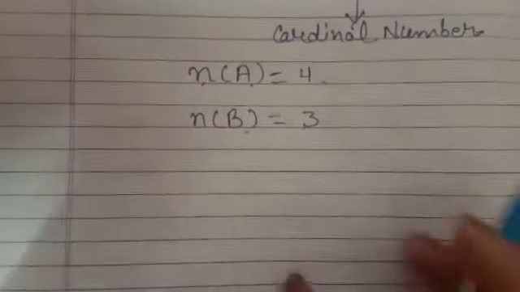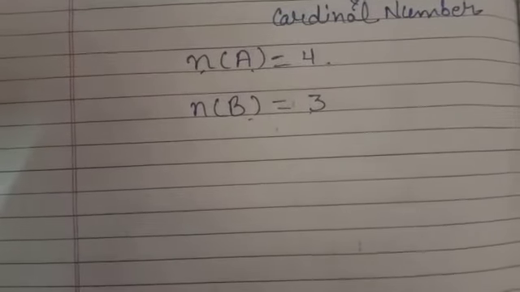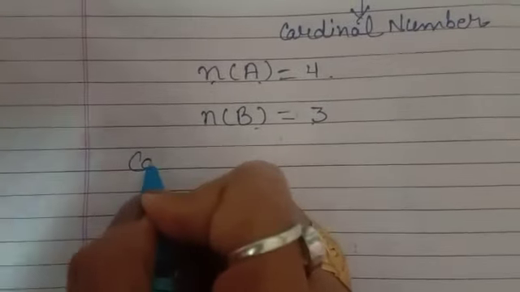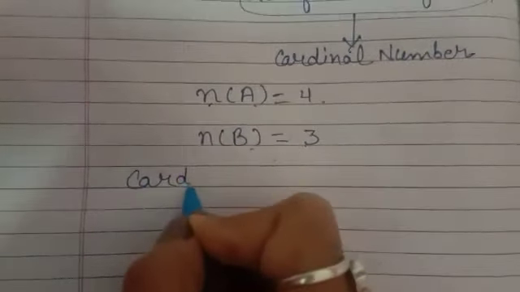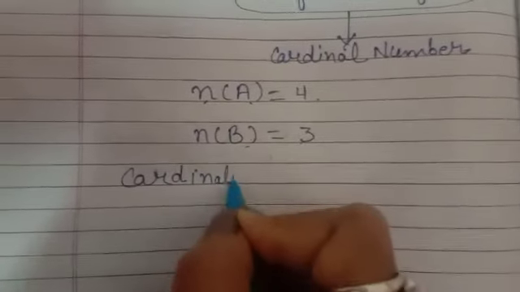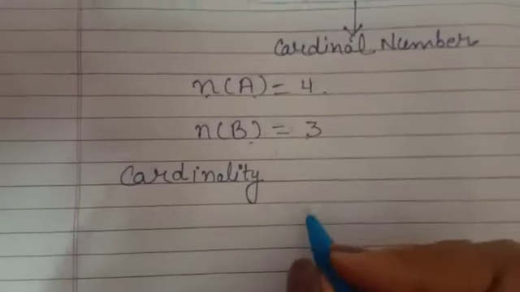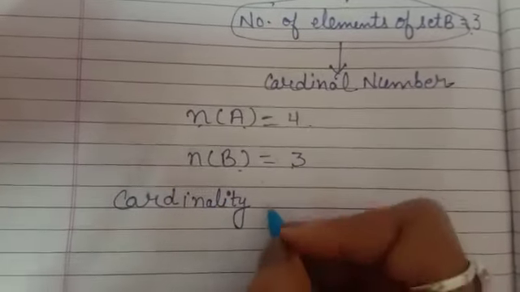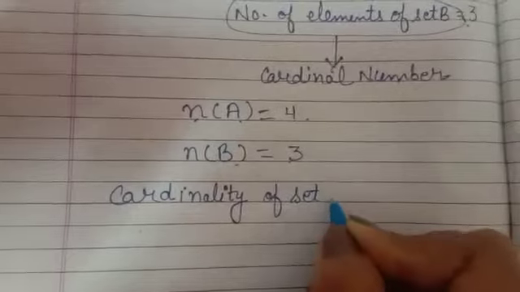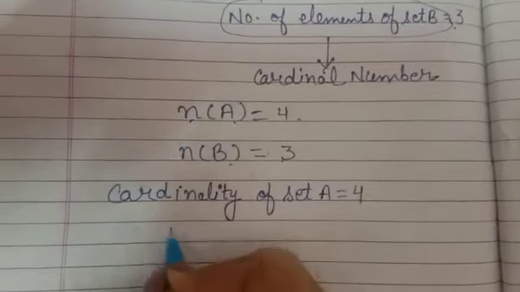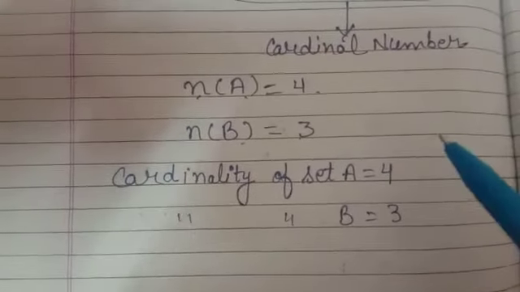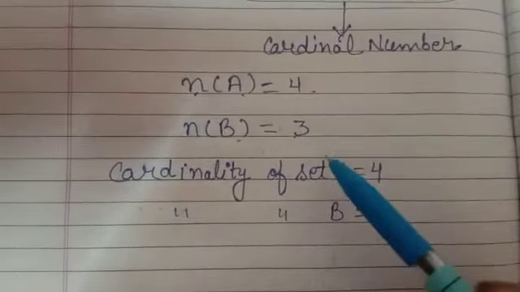One more term that we usually use to read the cardinal number is cardinality. Cardinality of a set. So we can also read it like this: cardinality of set A is 4 and cardinality of set B is 3. Or you can read it as: cardinality of set A is more than cardinality of set B. So let's take more examples.